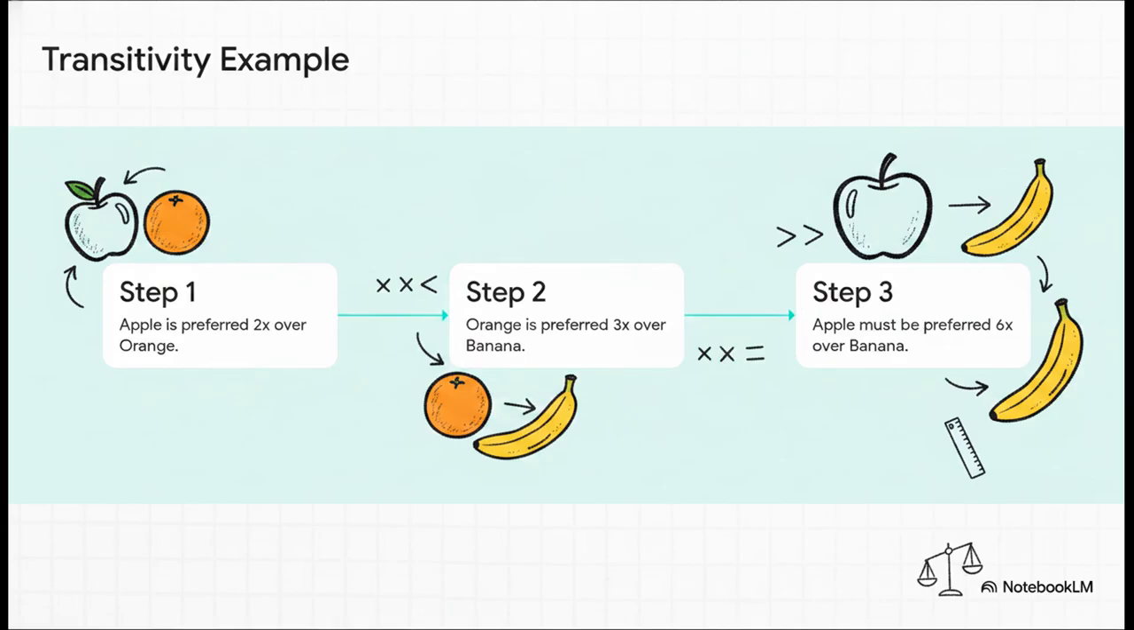Imagine you're comparing fruit. Step 1, you decide an apple is preferred 2 times over an orange. Step 2, you decide that an orange is preferred 3 times over a banana. If we follow that transitivity rule, Step 3 mathematically dictates that your apple must be preferred exactly 6 times over the banana. Because 2 times 3 is 6. But if you deviate from this logical progression when you're mapping out your preferences, like say you only rate the apple 4 times better than the banana, well, you've just introduced a mathematical inconsistency right into your decision matrix.